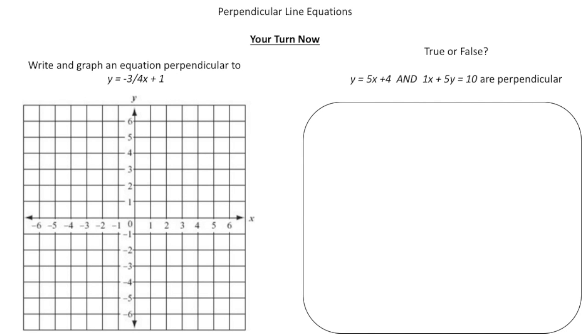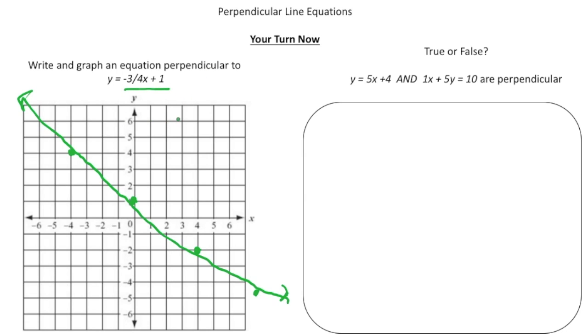Welcome back. Let's see how you did with these perpendicular line problems. The first problem, you had to write and graph an equation perpendicular to y = -3/4 x + 1. Let's first graph this. We're going to have a y-intercept of 1, and then a slope of -3/4. So I'm going to go down 3 over 4, and then let's do it again. I can also go up 3 and left 4. Let me connect the dots. There's our equation, y = -3/4 x + 1.